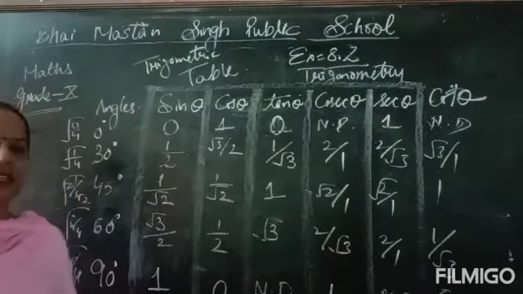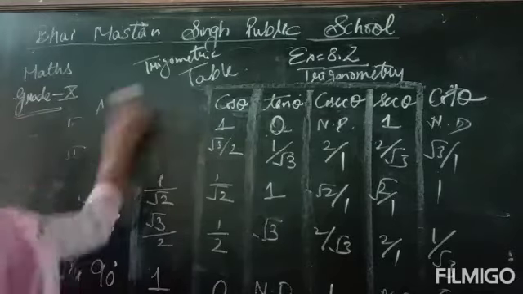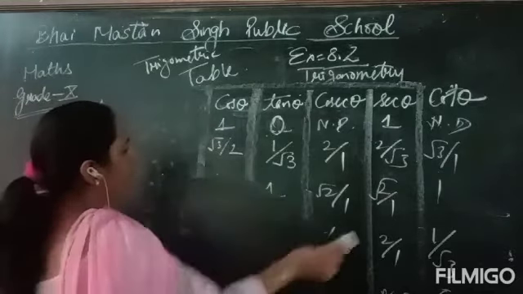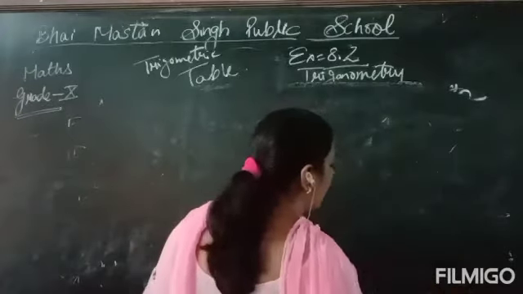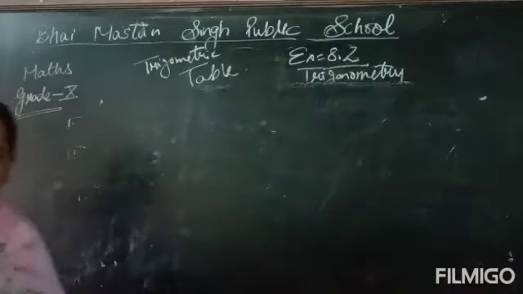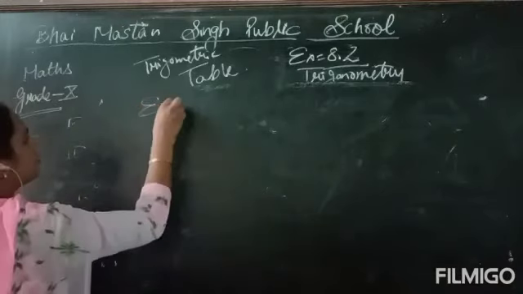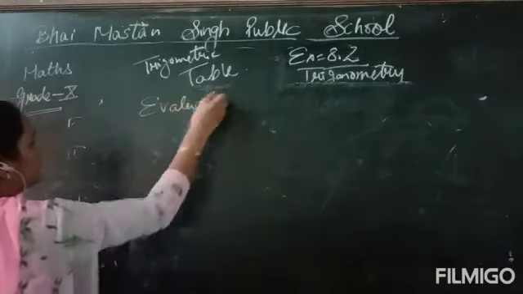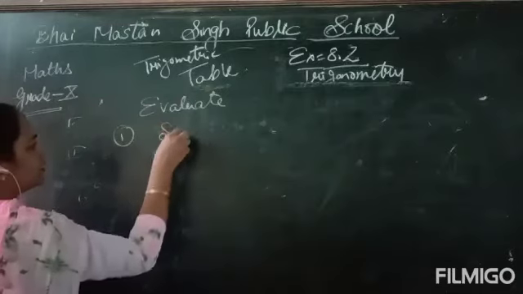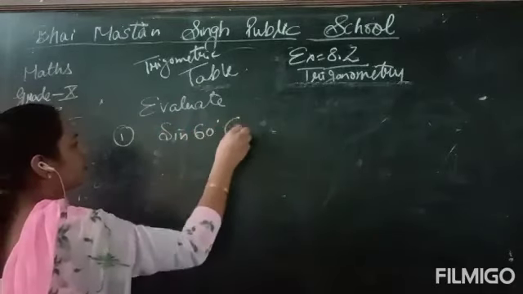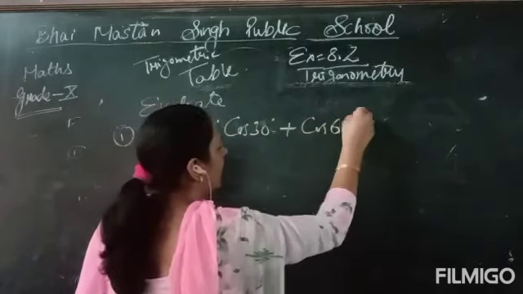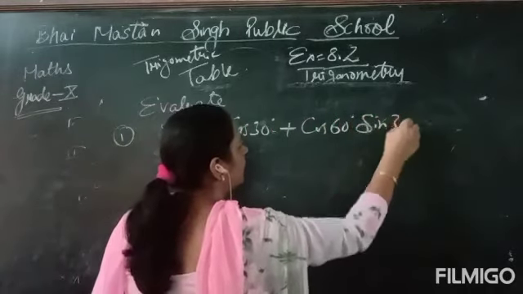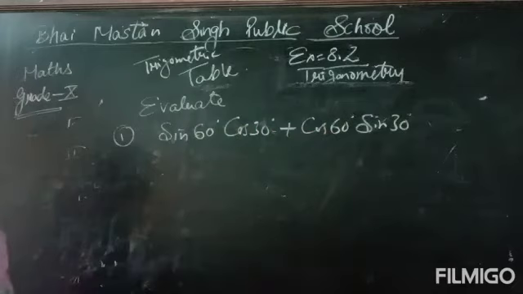Okay, now we will start exercise 8.2. In the first statement they have given "evaluate." We have to evaluate. They have given some values with angles. The first question is: evaluate sine 60 cos 30 degree plus cos 60 degree sine 30 degree. These we have to evaluate.